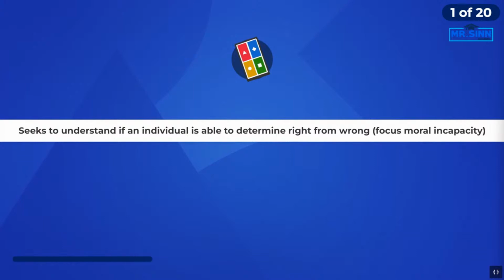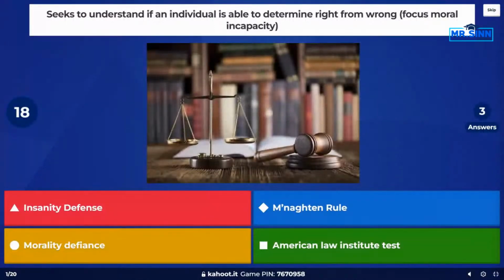So first question seeks to understand if an individual is able to determine right from wrong. Our focus here is on moral incapacity. So what do we got?